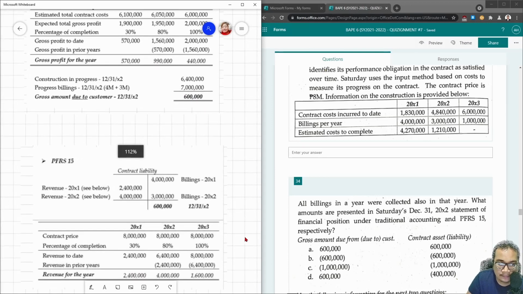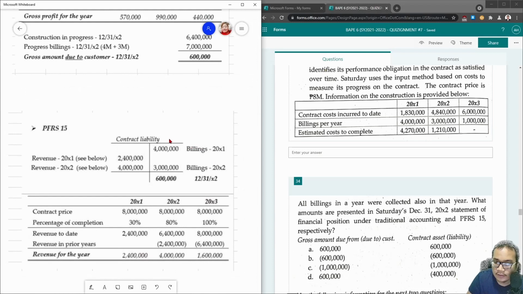So, in that case, billings natin is 4 million. As you can see here, 20x1. Then, nagkaroon ka ng revenue of 2.4 and 4 million. Pero nag-bill ka ulit ng 3 million for 20x2. So, anong meaning yan?